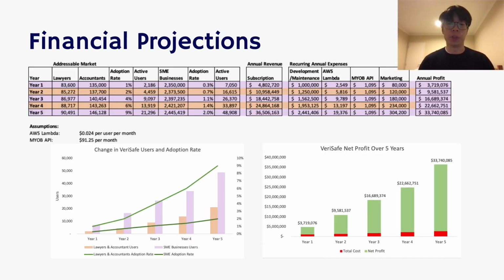Here are the financial projections for VeriSafe over the first 5 years. Through integration directly with MYOB and partnership with CAANZ and other associations, we are projected to capture 9% of independent professionals in Australia and New Zealand, and 2% of all SME owners by the 5th year of operation. This will represent a subscription revenue of $36 million.